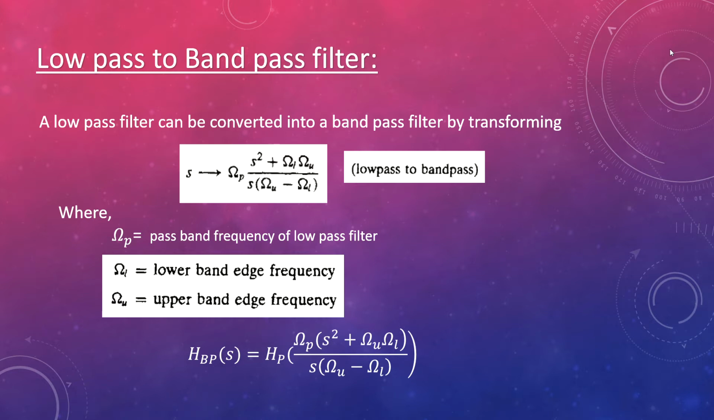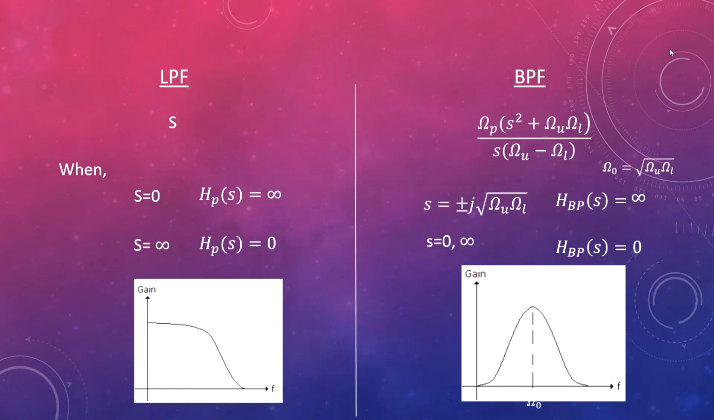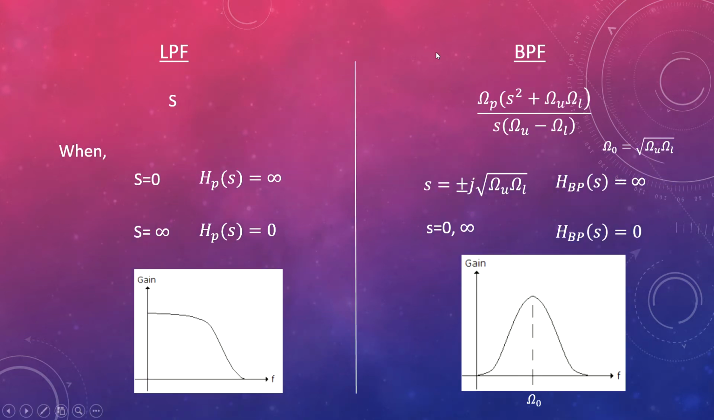Then we substitute this value of S in the frequency response of the low pass filter. We can verify the above equation by substituting different values of S. For example, when S equals 0, the gain of the low pass filter is infinite. For the bandpass filter's gain to be infinite, the value of S should be plus or minus j root of omega u times omega L. This value can be seen here. For the gain of the bandpass filter to be 0, S equals 0 or infinity, which can be seen here.